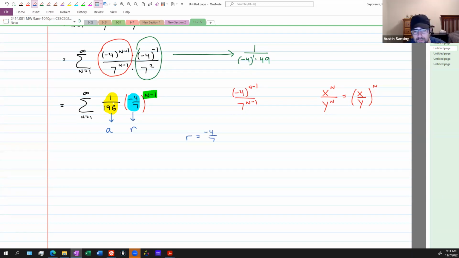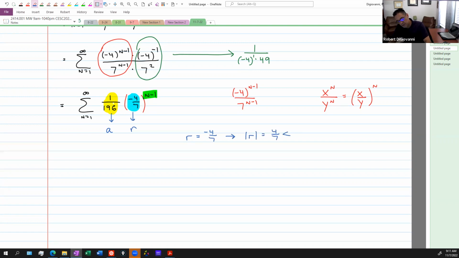Converge, right? Because the absolute value of r is 4/7, which is less than 1. So therefore we're going to have convergence. And so we say that this will converge to a/(1-r). A is the fraction 1/196 over 1 minus r. Now be real careful here. When you put r into this formula, r is already negative, so it's going to become a double negative. So it's going to add there. So we get 1/196 over 1+4/7.